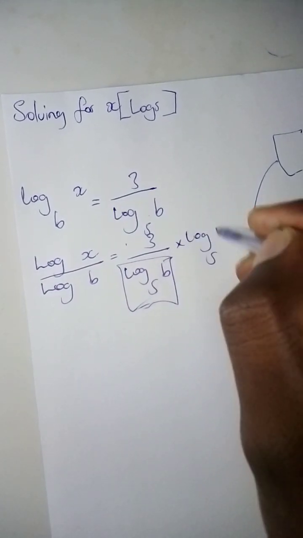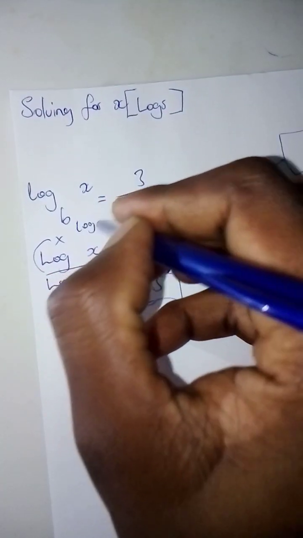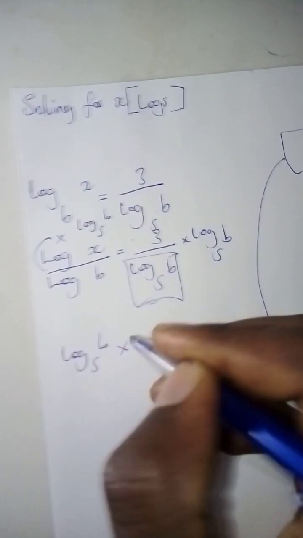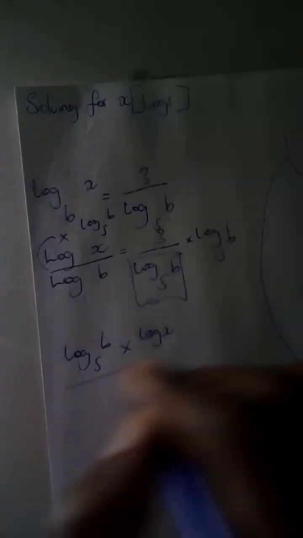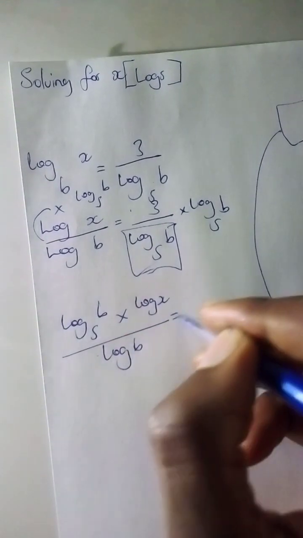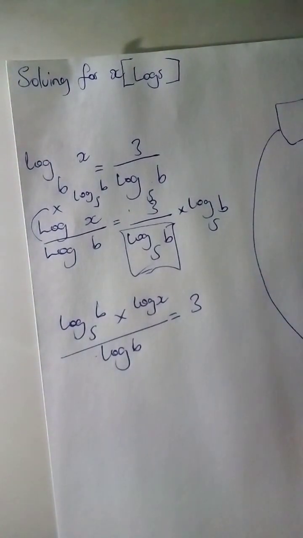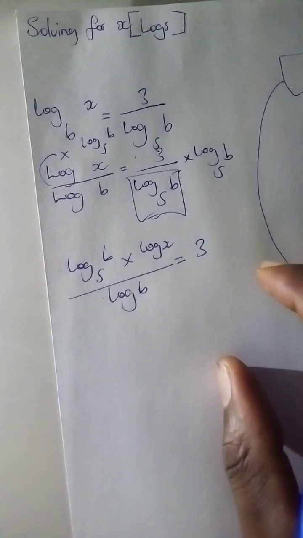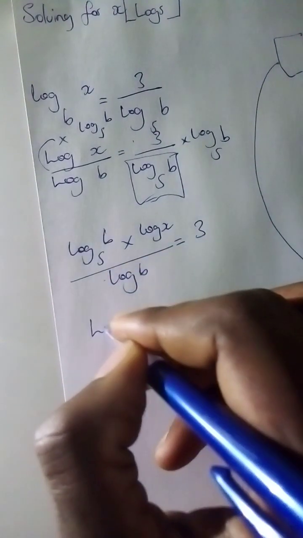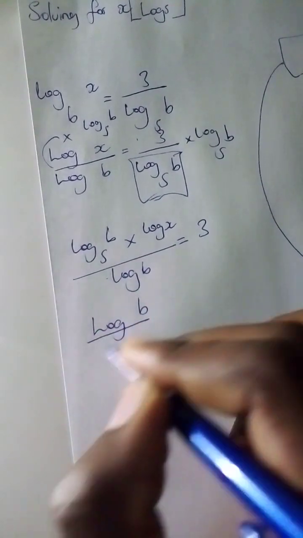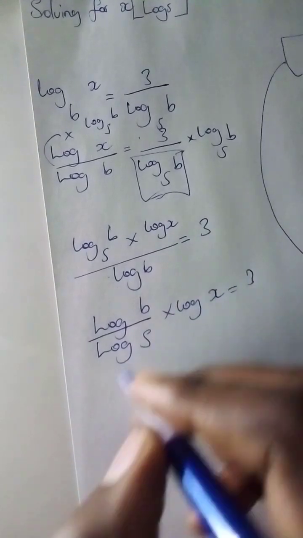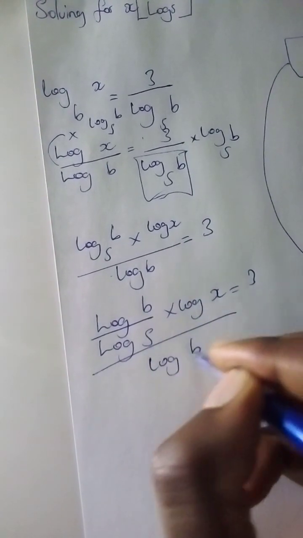So I'm multiplying both sides by log b base 5. So this would be log b base 5 times log x divided by log b, it's equal to 3. Now from here, you see that we can convert this part and say that it's log b over log 5 times log x, it's equal to 3 divided by log b.